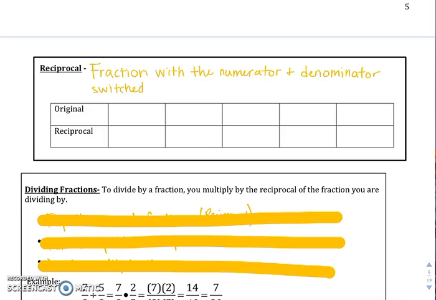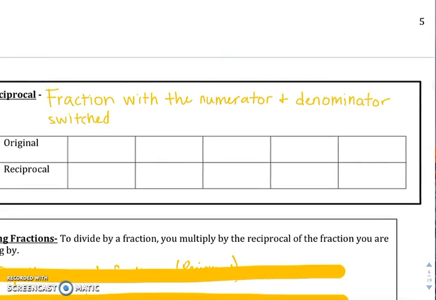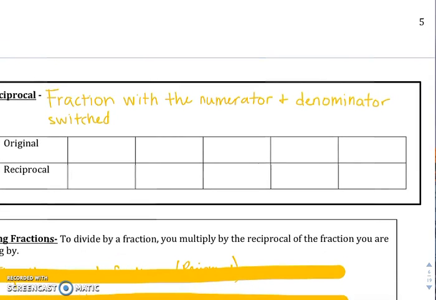But first, let's practice finding the reciprocal of a fraction. Say you were given the fraction 2/3. The reciprocal would just literally be the numerator and denominator flipped, so the reciprocal would be 3/2. If you had an original fraction of -3/7, the reciprocal would be -7/3.